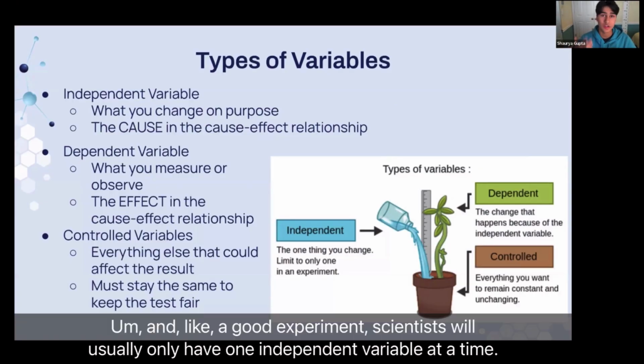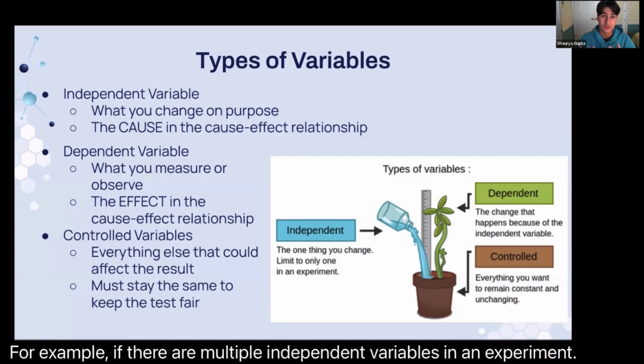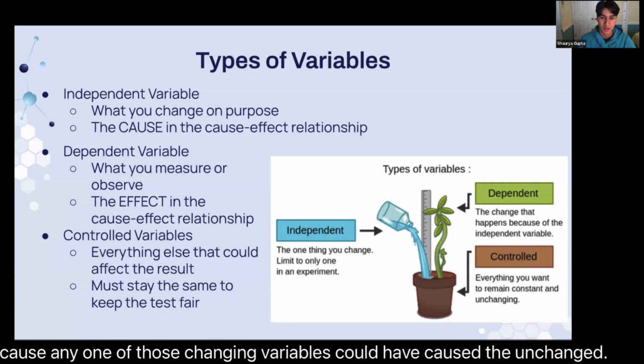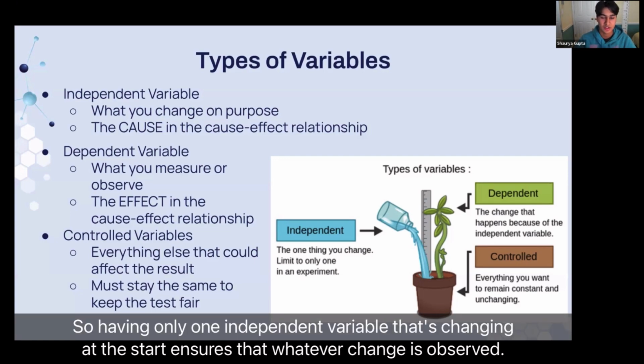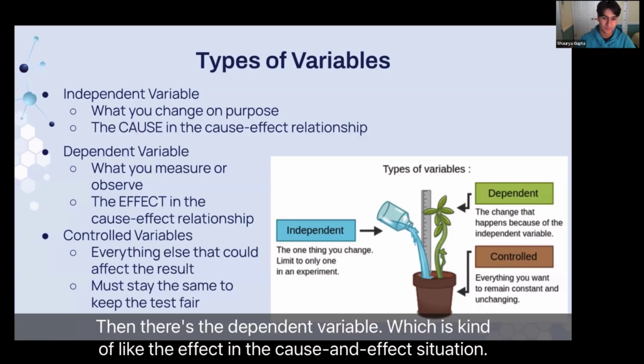In a good experiment, scientists will usually only have one independent variable at a time in order to really isolate the cause and effect. For example, if there are multiple independent variables in an experiment, then whatever effects are observed at the end of the experiment can't really be tied to one of those independent variables, because any one of those changing variables could have caused the end change. So having only one independent variable that's changing at the start ensures that whatever change is observed has to be due to that one variable that you changed at the beginning.